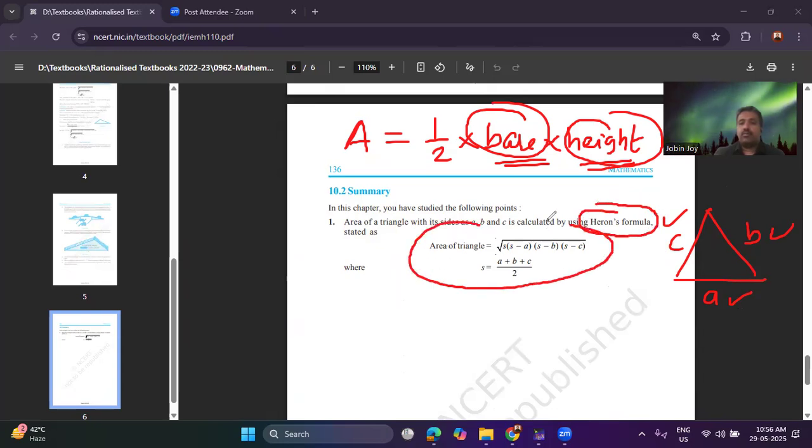There are two important equations. One is area equal to square root of S into S minus A into S minus B into S minus C. And S is called the semi-perimeter. Semi-perimeter is equal to A plus B plus C divided by 2.